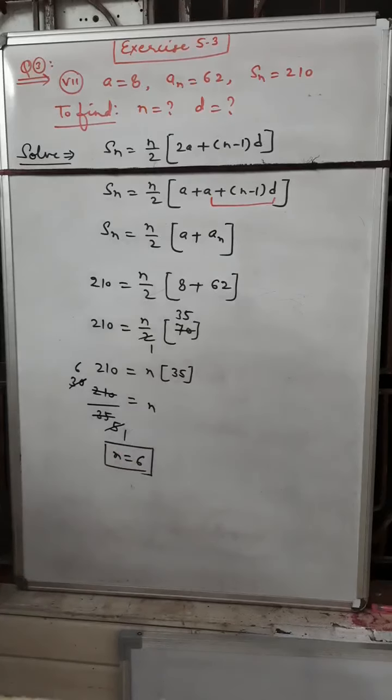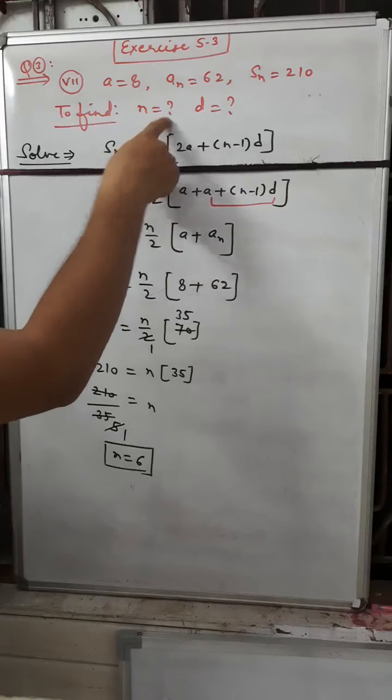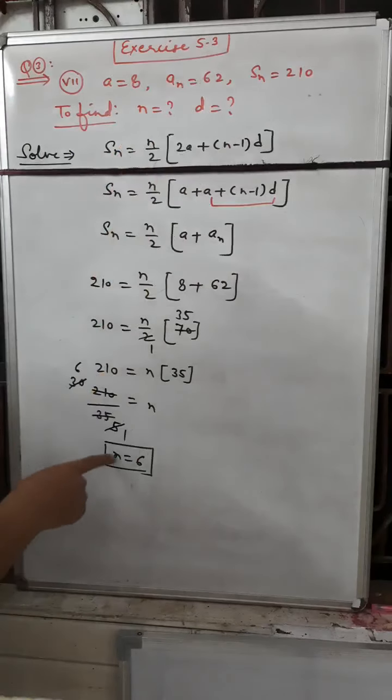So when we got n, the first thing to find out, n is equal to what? Then d we can find out. So n we easily found here, n is equal to 6.